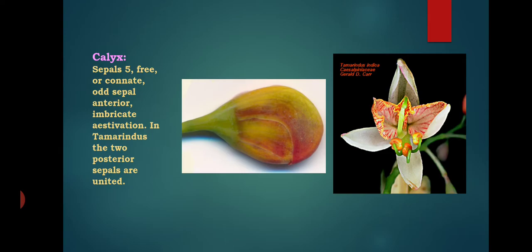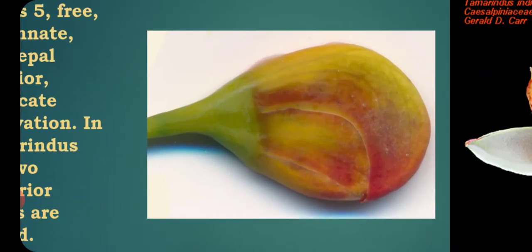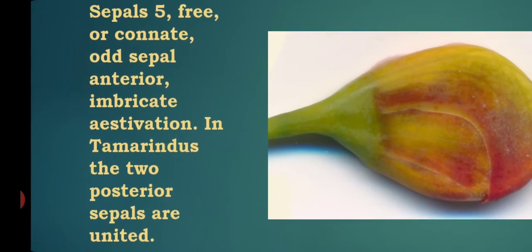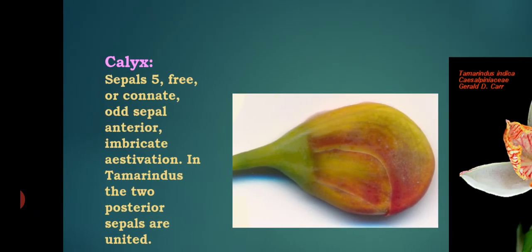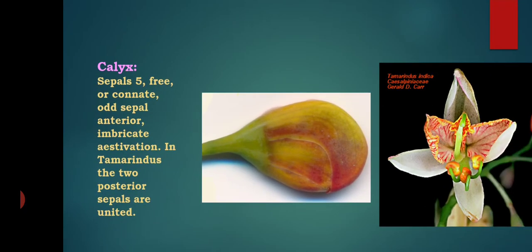Floral characters. First we will discuss the characteristics of the calyx. Normally sepals are 5, free or sometimes connate. Here we can see the sepal, and in bud condition this is the Caesalpinia bud, the Rajamalli bud. And here even though the sepals are free, they are very compactly arranged and appear like a cone. So it is connate. Then odd sepal anterior, imbricate estivation. In Tamarindus, the two posterior sepals are united.